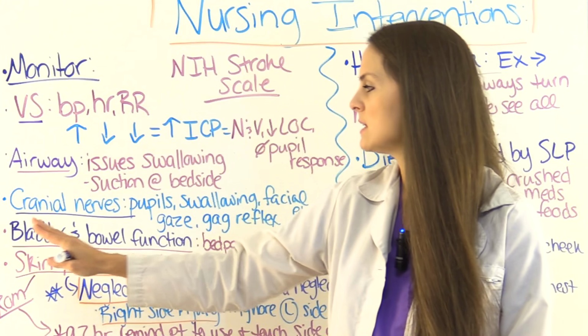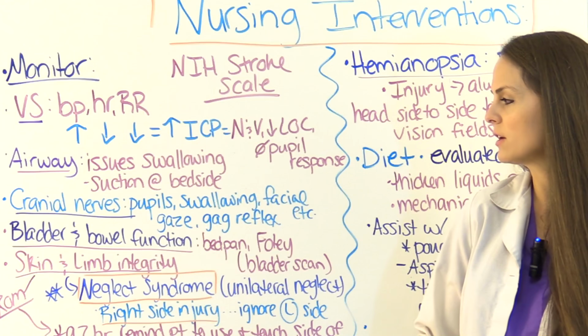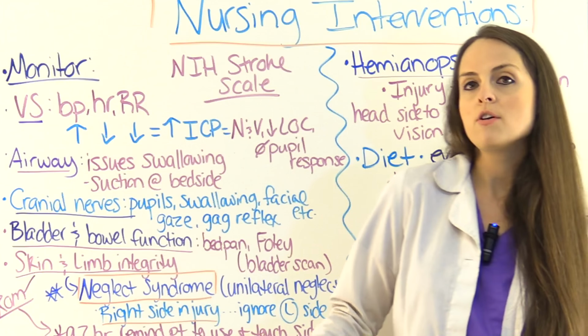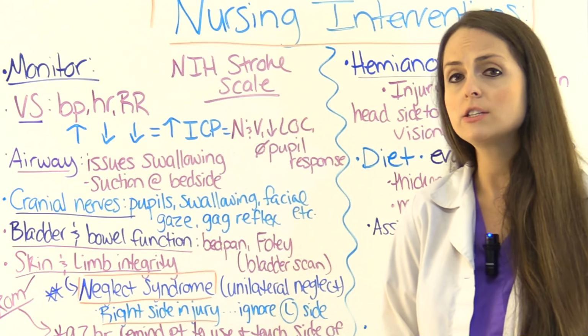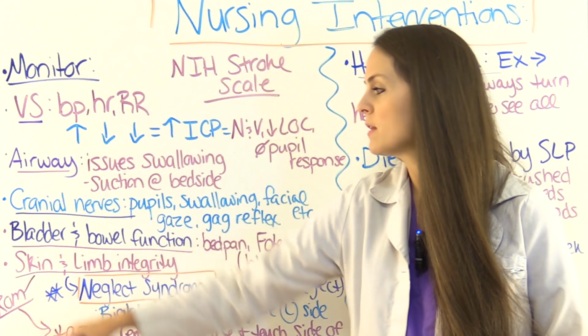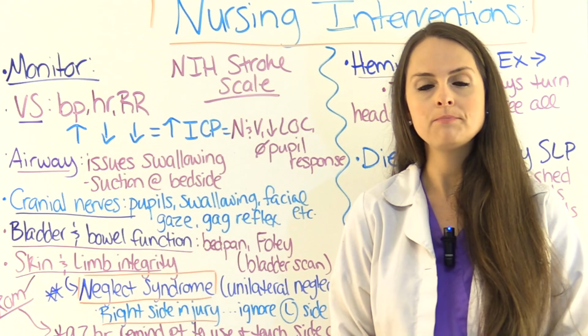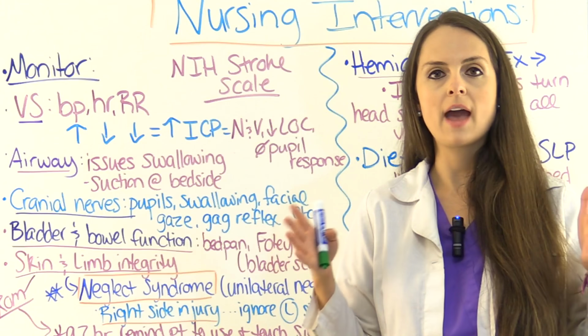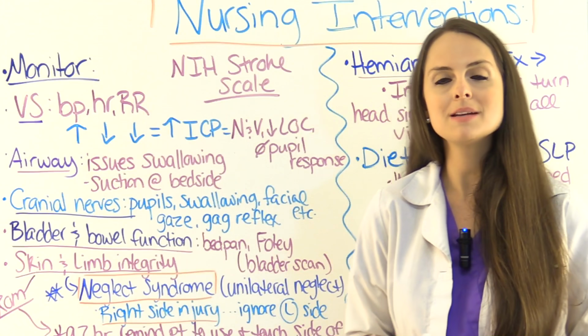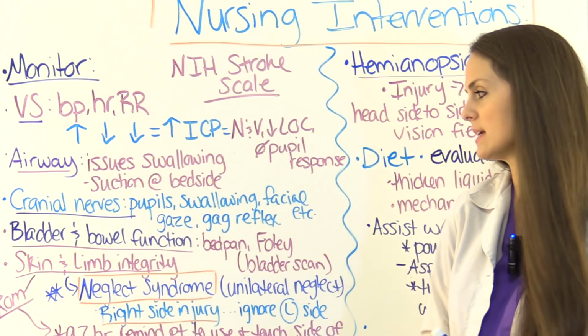Also, you want to be maintaining skin and limb integrity. If they can't move one side of the body, you need to be repositioning them every 2 hours, performing those passive range of motion techniques with their arms, their legs, and making sure that they have proper body alignment because they can't really do this.